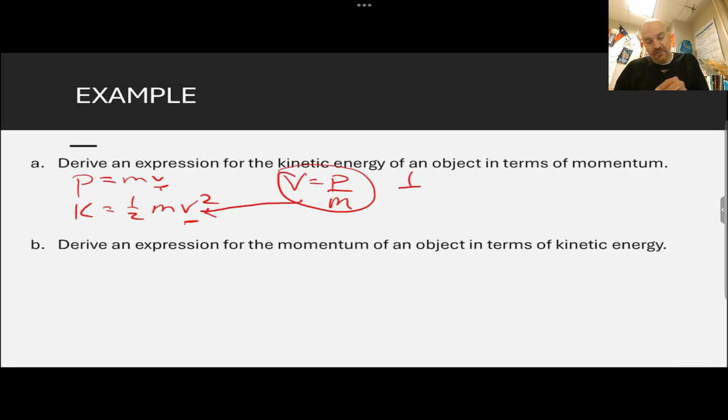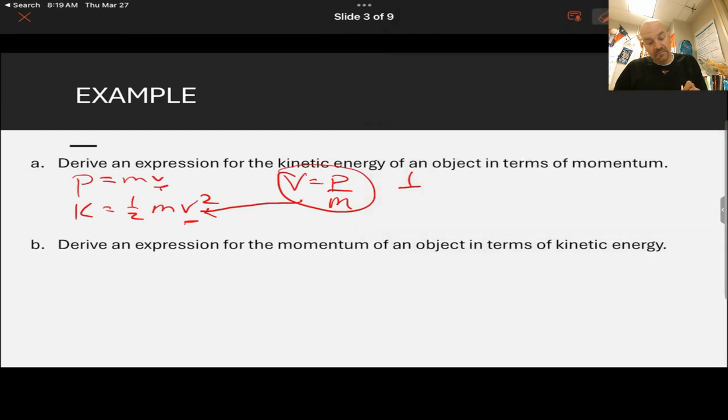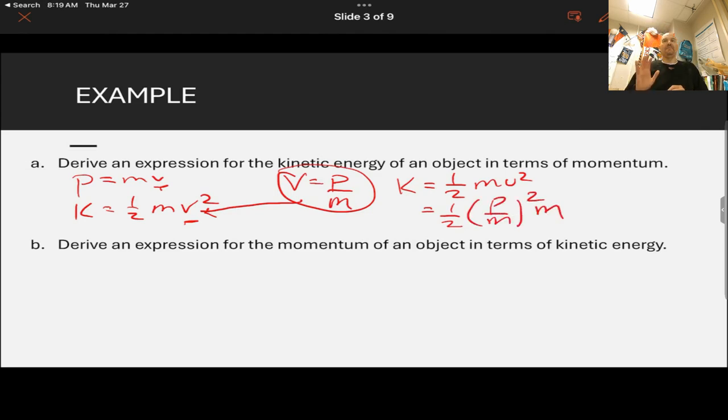Let me start with K equals 1/2 mv squared. I'm going to plug in P over m, so I have 1/2 times P over m, squared. I forgot the m from the kinetic energy equation, so we have 1/2 m times P squared over m squared. One of the m's in the denominator cancels the m up top, and we simplify. So kinetic energy in terms of momentum is P squared over 2m.